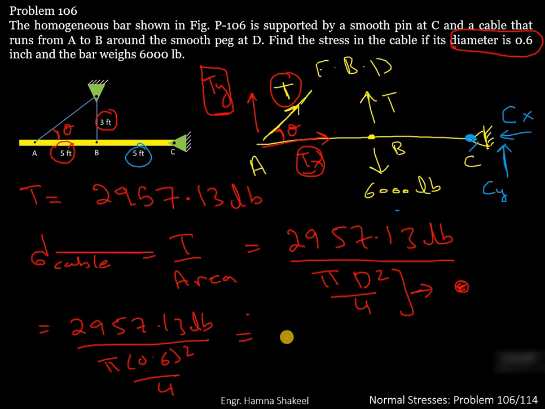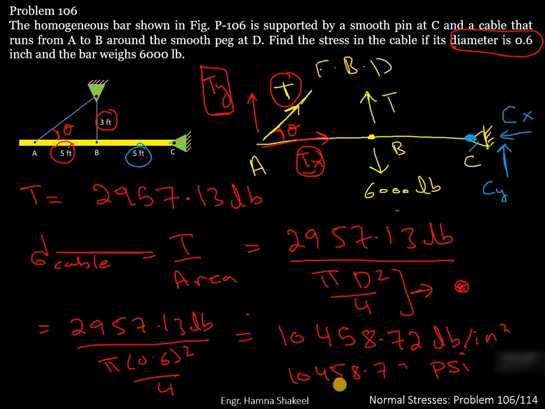Put this in your calculator and you will get the value of stress as 10,458.72 pounds per inch square, and you can write it as 10,458.72 psi. So this is the value of stress in the cable.